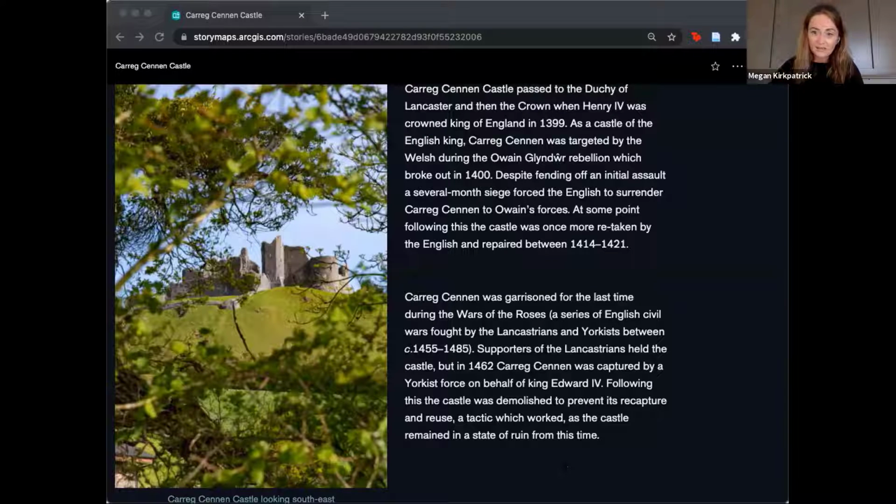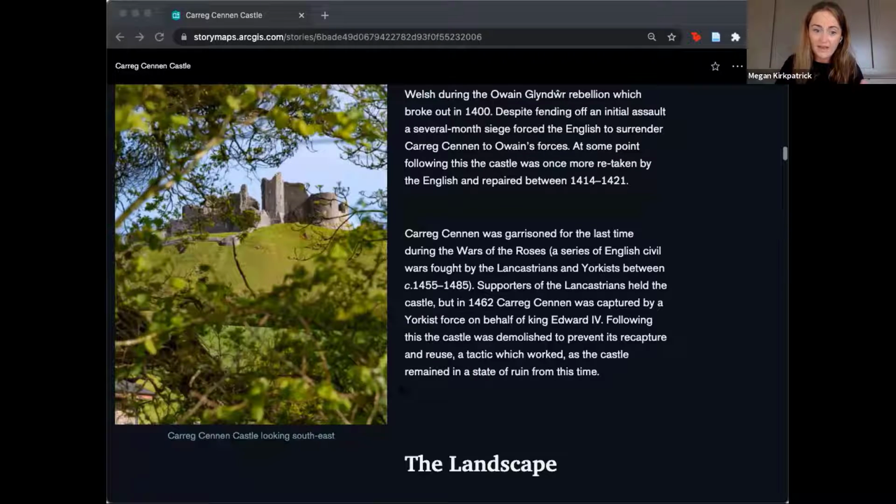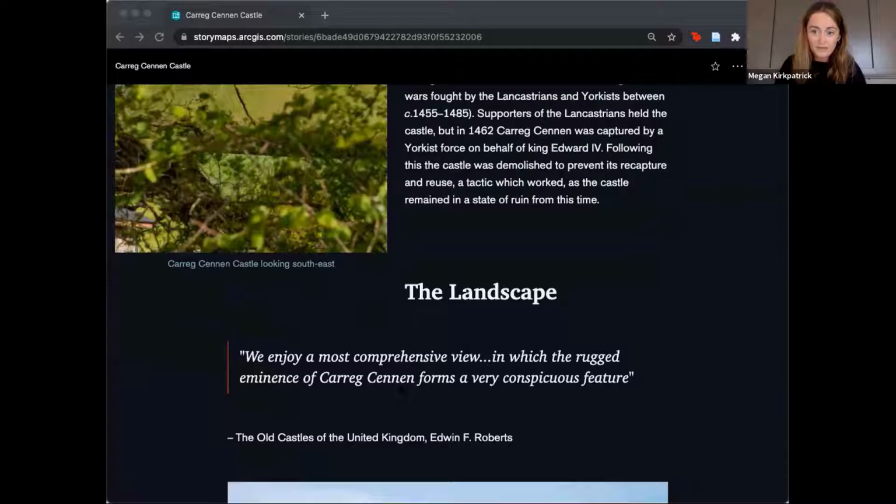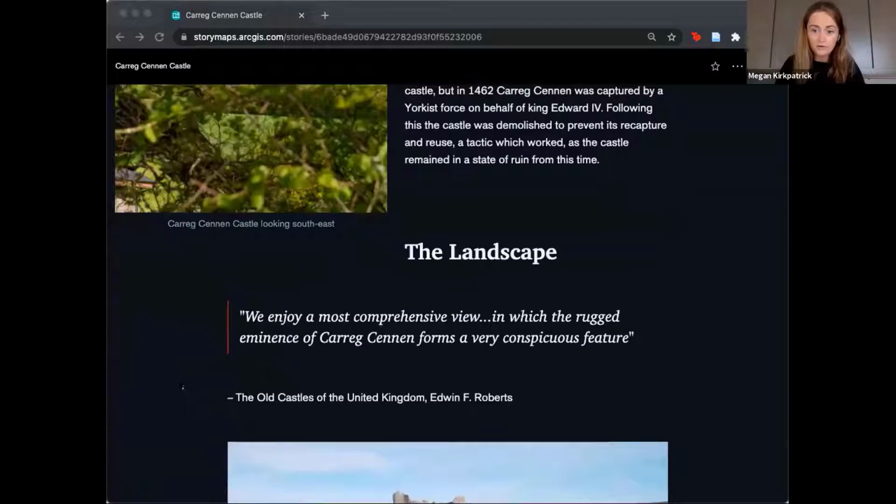So my second key aim of this story map was to produce a resource that could increase the accessibility of Carreg Cennen Castle. So as you've probably gathered, the castle is located in a fairly dramatic location, about 90 metres above the River Cennen in the valley below. So it makes access for a lot of people tricky and perhaps not possible at all.